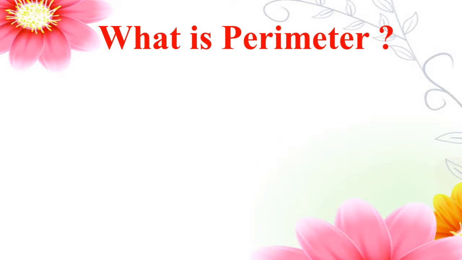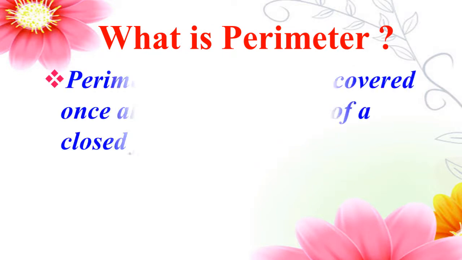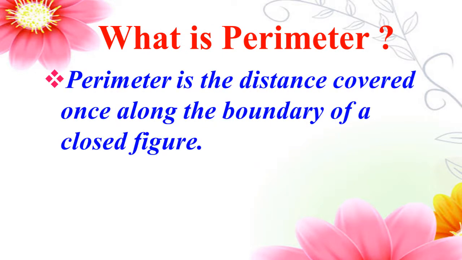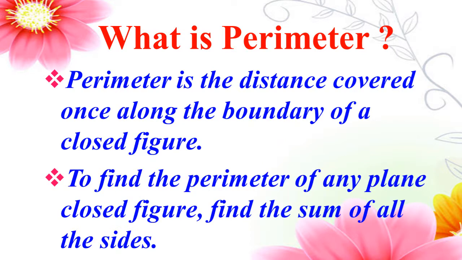So first let us see what is perimeter. Perimeter is the distance covered once along the boundary of a closed figure. Or, to find the perimeter of any plane closed figure, find the sum of all sides.